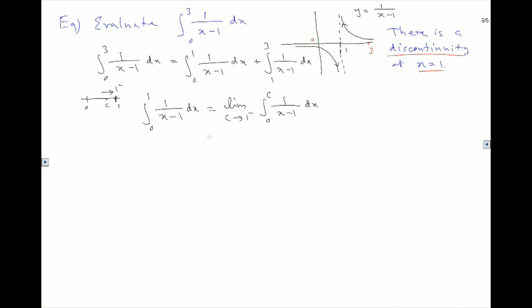And then what's gonna happen, so that's the limit, and then we're gonna integrate this first. So it's a limit, c goes to 1 minus, we know that this is a simple integral, this is ln |x minus 1|, that's the integral, and then we can evaluate this one at c and 0. So let's plug in the two values. So it's a limit, c goes to 1 minus, so we're gonna plug in c first.